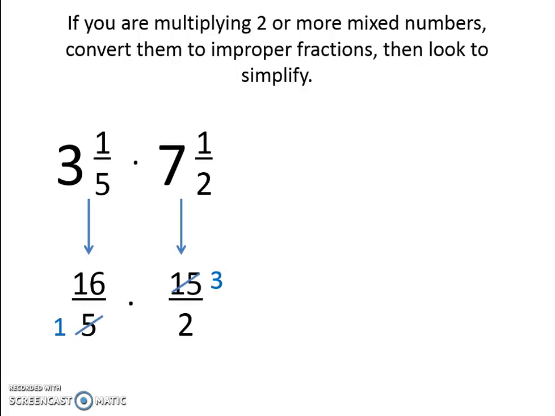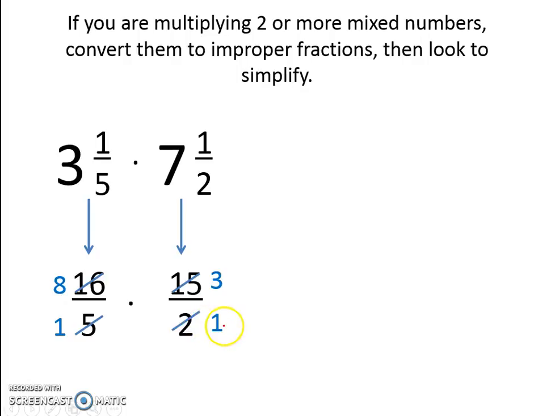Then we can simplify here. If I have a number in the numerator and in the denominator that have common factors, like 5 and 15 have common factors, I can cancel them out and say, well, 5 goes into 5 one time, and 5 goes into 15 3 times. I might also notice that 16 and 2 have a common factor of 2, so I can cross those out and divide those by their common factor.